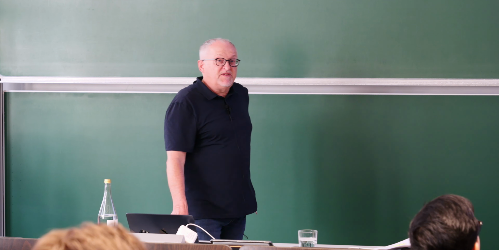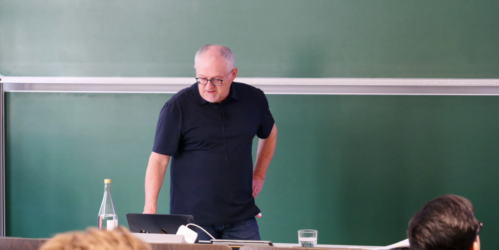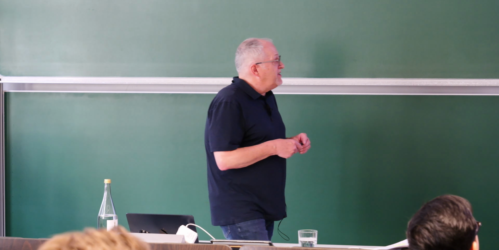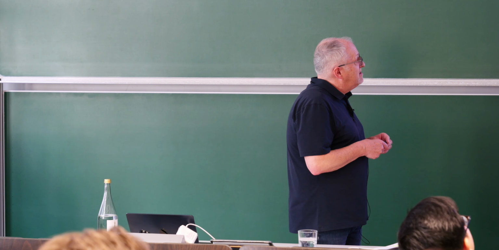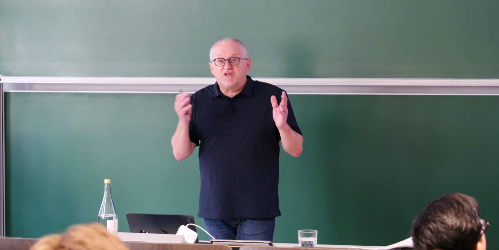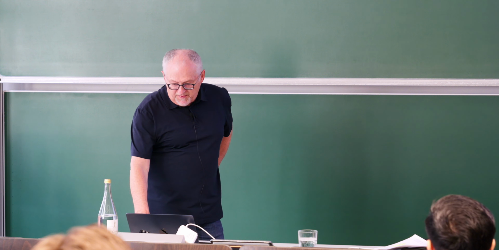From the 1970s on till now, this is still a very active field. People have developed field theoretic approaches. There are some names here, the Doi-Peliti formalism and other formalisms. Basically, they are theories that give you a coarse-grained stochastic field theory, and they are applied in a wide range: for diffusion reaction systems, for critical dynamics, and nowadays also for systems far from equilibrium.